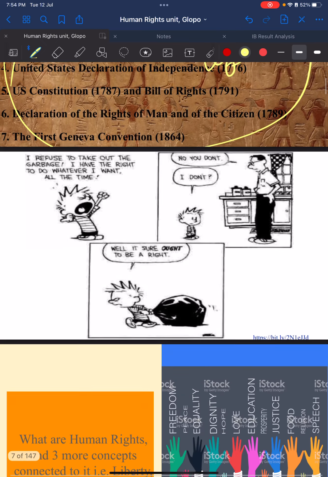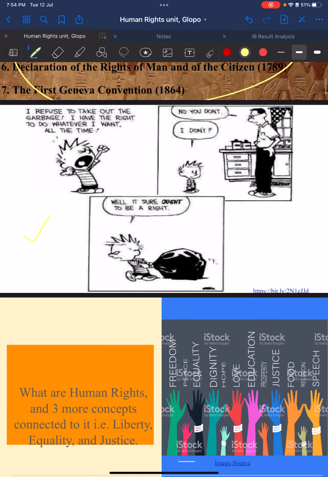Now further to this unit, I have given you here this comic strip, right? You can have a look.